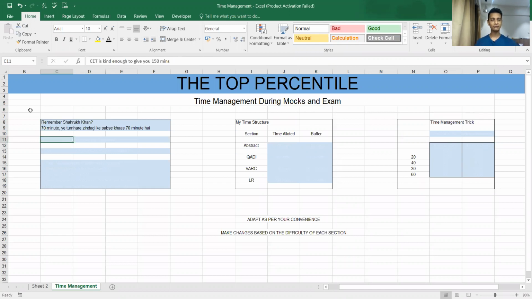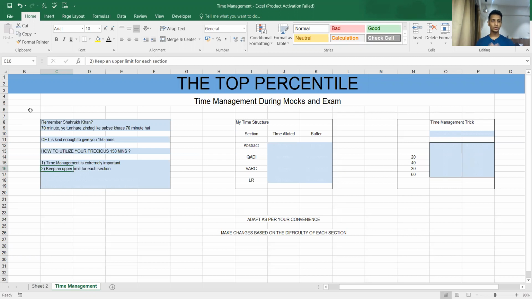Well, we are fortunate enough that CET is going to give us 150 minutes and not 70 minutes. So you have a lot more time than what our Indian women in the movie Chak De India had. So there's a lot more things that you can achieve in that much amount of time. So how do you utilize this precious 150 minutes to the fullest? Well, you need a time management strategy and a time management plan for that. And that is why I say that time management is extremely important to crack CET, probably the most important thing.